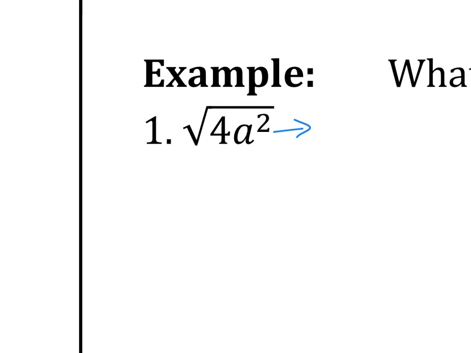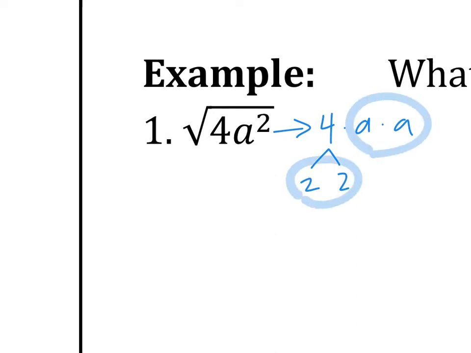4a squared means 4 times a times a. Now, 4 you're going to break down into a factor tree, so 2 and 2, a and a. Anytime you have two of a kind, it comes out of the radical. Only one of them comes out. So what's the answer? 2a. Positive, okay? Not plus minus.